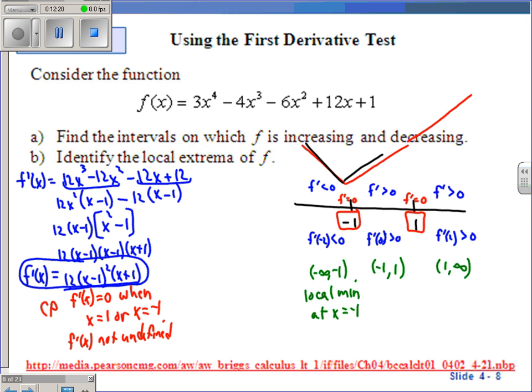At x equal to 1, I see that to the left of 1, the function's rising, but the function continues to rise after that. So at 1, I have no maximum or minimum, so no extremum.